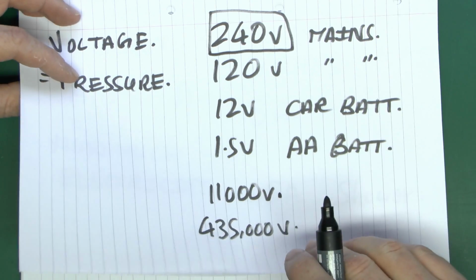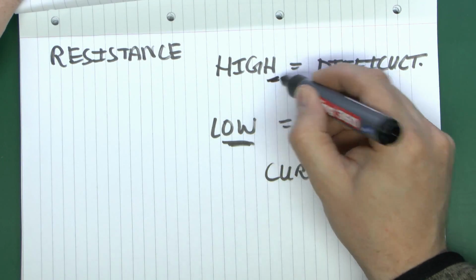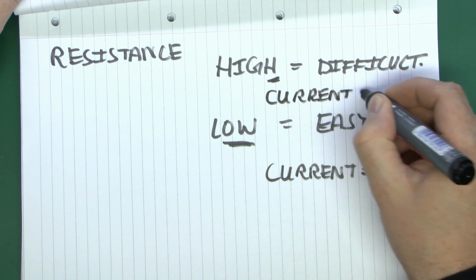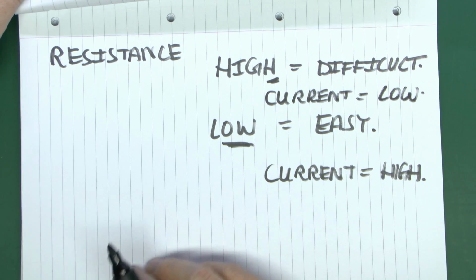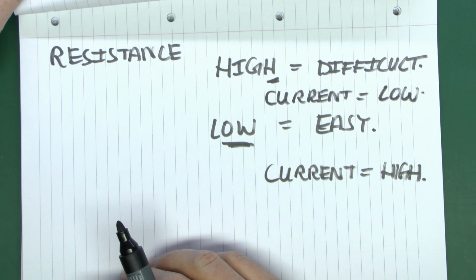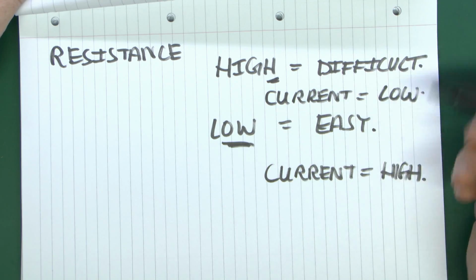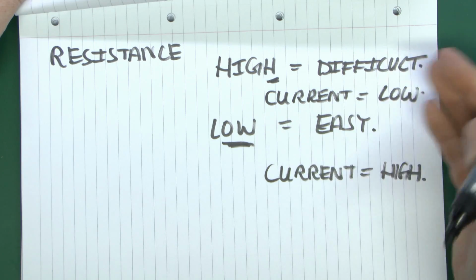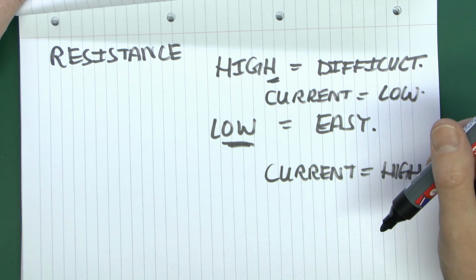However, if we take the 240 volts again and you apply that to something with a high resistance, then the current in this case will actually be fairly low, simply because it's much more difficult to get the electricity through there. So if you've got a high resistance, the current is inevitably going to be low for any fixed voltage, and if the resistance is very low, then for the same voltage you're going to get a much higher current, simply because it's easier to push the electricity through.